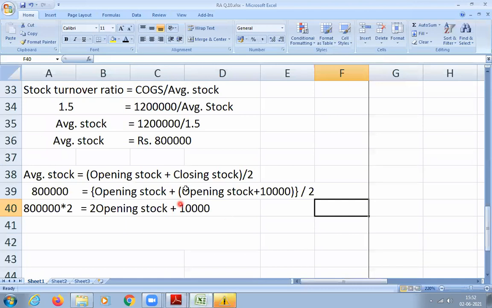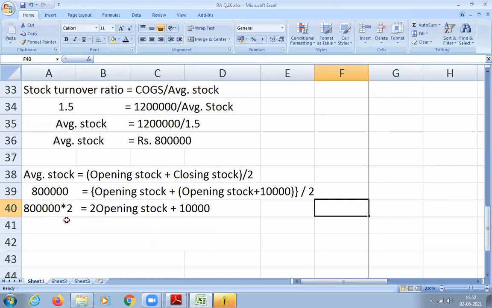So when I remove the small bracket, I'll get one opening stock plus one more opening stock. When I add this, I'll get 2 opening stock and 10,000. And the division by 2, I'm taking to the left hand side, so it becomes multiplied by 8 lakhs. So it is 8 lakhs into 2. Got it, Jason? Yes, sir.